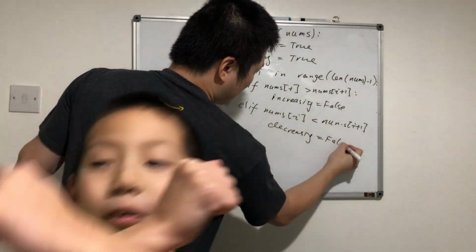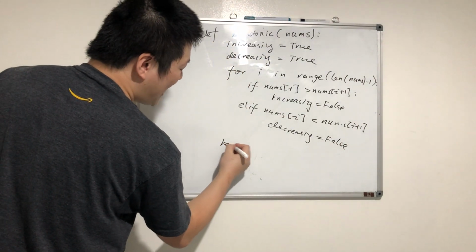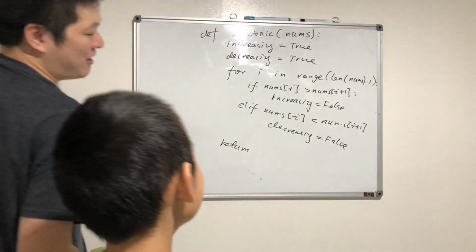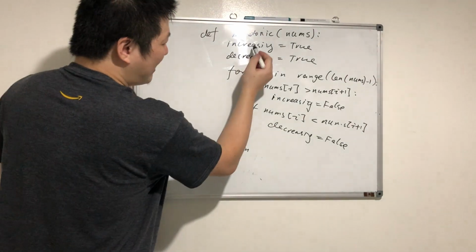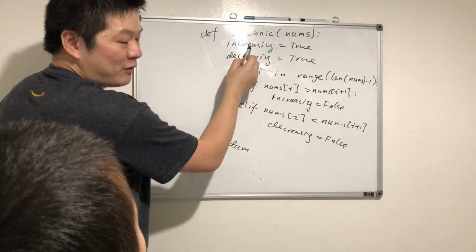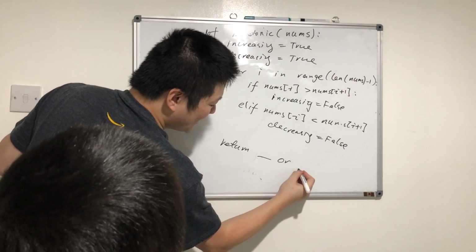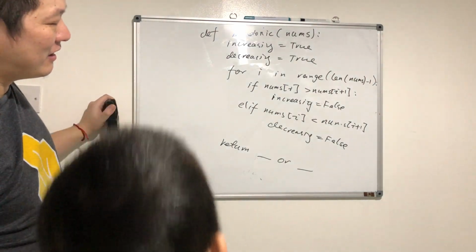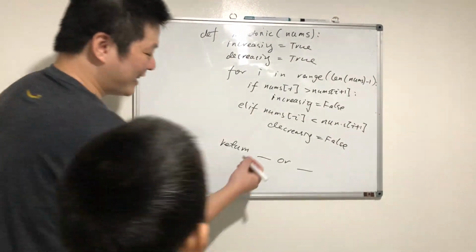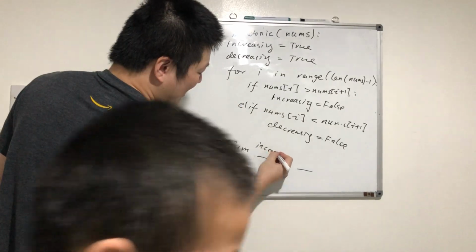And then what should I return here? Return true? No. Look at these two facts. What should I return? Increasing or decreasing? Yes, well done. Why is that?